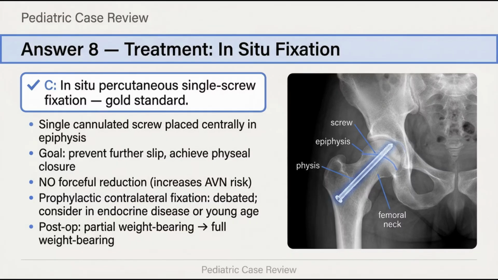Critically, forceful reduction is never attempted, as this dramatically increases the risk of avascular necrosis by disrupting the retinacular blood supply. Postoperatively, the patient begins partial weight-bearing and advances to full weight-bearing as tolerated. Prophylactic contralateral fixation remains debated but should be considered in patients with endocrine disease or those who are very young, due to the higher risk of developing a contralateral slip.